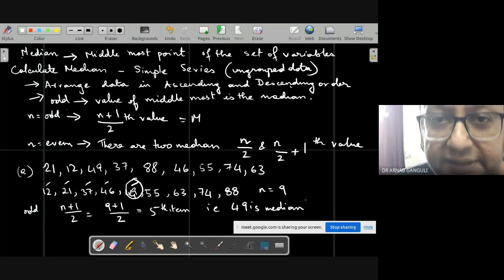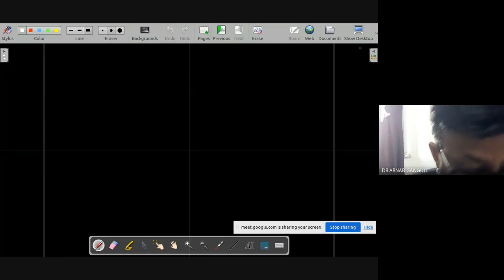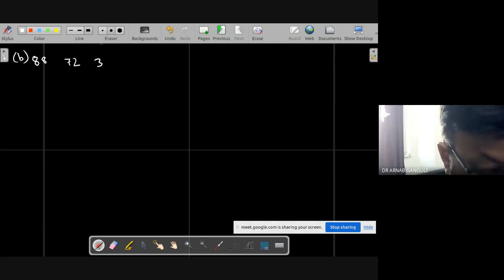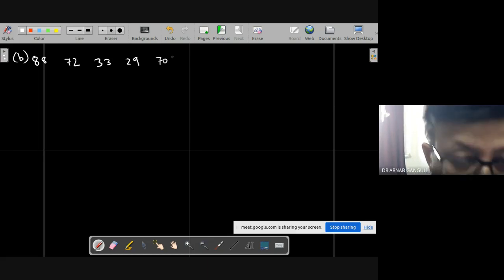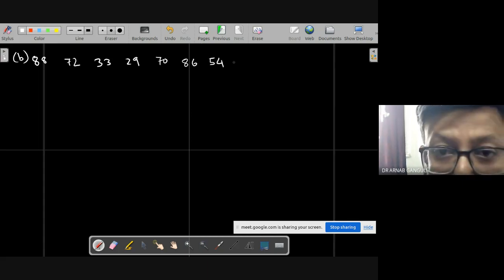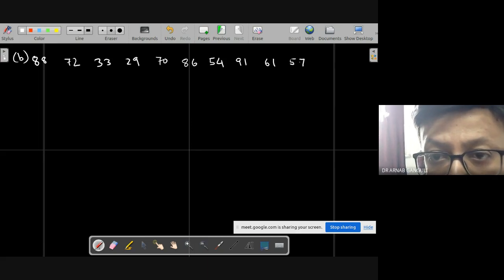Now let us see an even number of values. Next data: 88, 72, 33, 29, 70, 86, 54, 91, 61, 57.